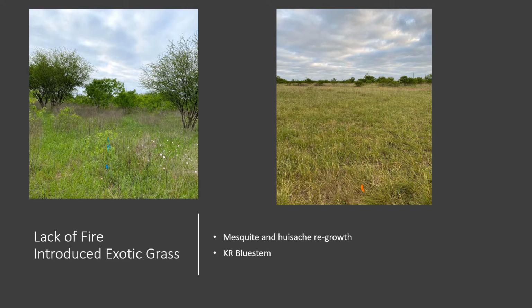So with the lack of fire and the introduction of exotic grasses, you are more likely to see something like in one of these photographs. So you see mesquite and huisache regrowth, as well as KR bluestem. Some other examples of previous land uses that can shift plant communities include ag production with improved hay meadows, row cropping, or ranching. So grazing pressure, and then removing grazing.